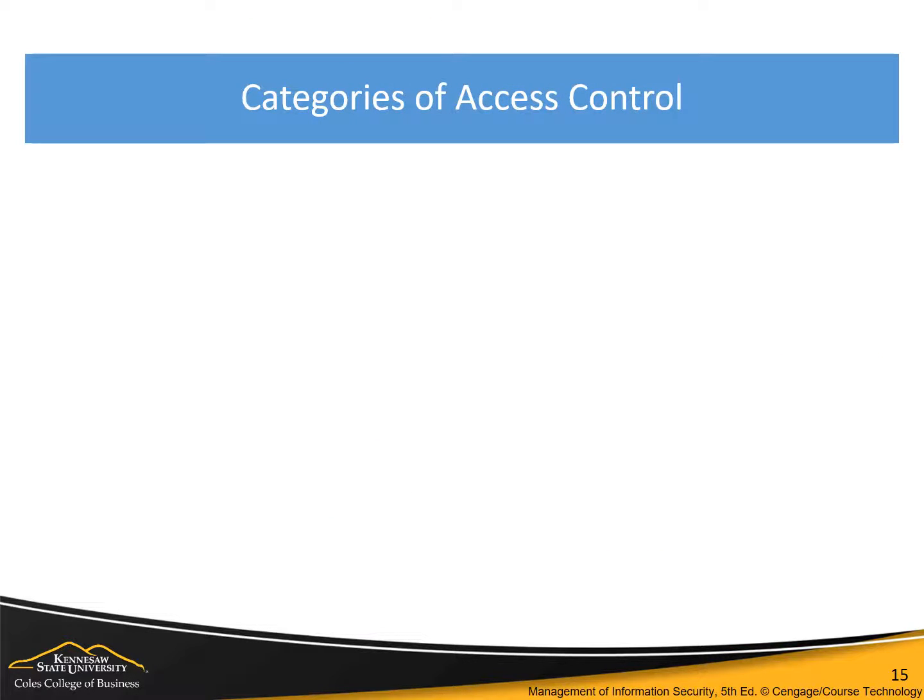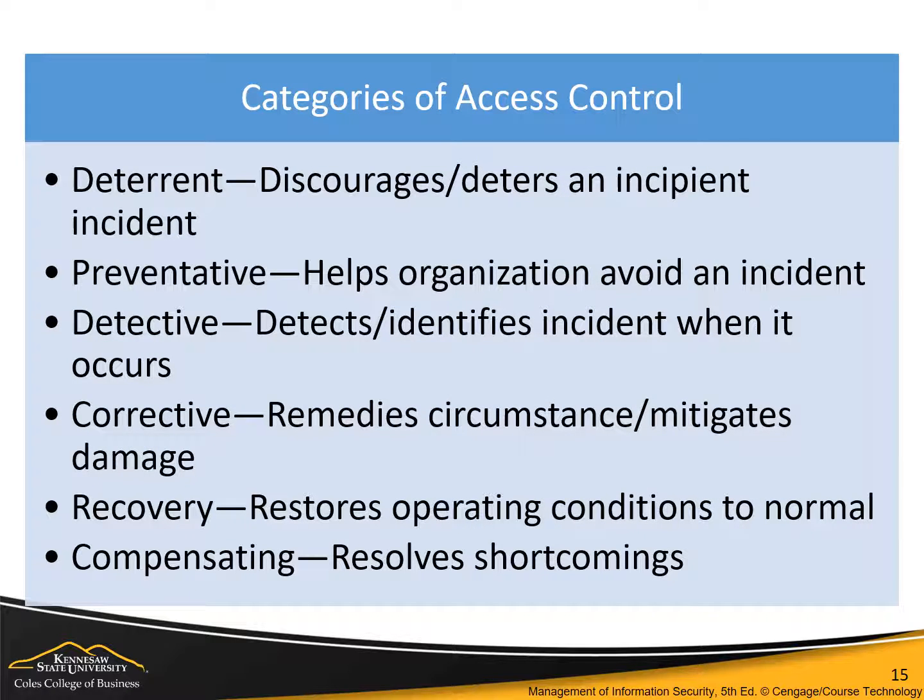There are several categories of access control, including deterrent. These types of controls discourage or deter an incident from ever happening. Preventative. These types of controls help an organization avoid an incident in the first place. Detective. These controls detect or identify an incident or threat when it occurs. Corrective. These controls remedy a circumstance or mitigate damage done during an incident. And finally, recovery. These controls restore operating conditions back to normal. Compensating controls resolve any of the shortcomings in the preceding controls.